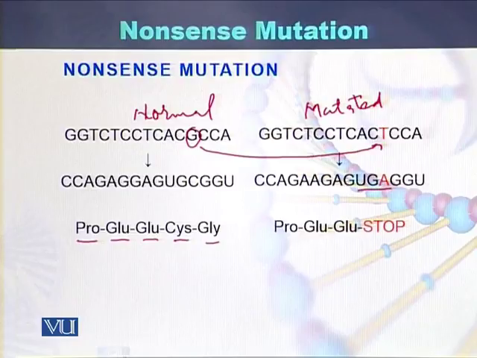So protein will be produced from the beginning, that will be proline, glutamic acid, but when it reaches here, there is a stop codon. Due to the presence of a stop codon, there would be the termination of the synthesis of the protein. So at this stage, the synthesis of the protein stops. Such a mutation by which the synthesis of the polypeptide is stopped is called a nonsense mutation.